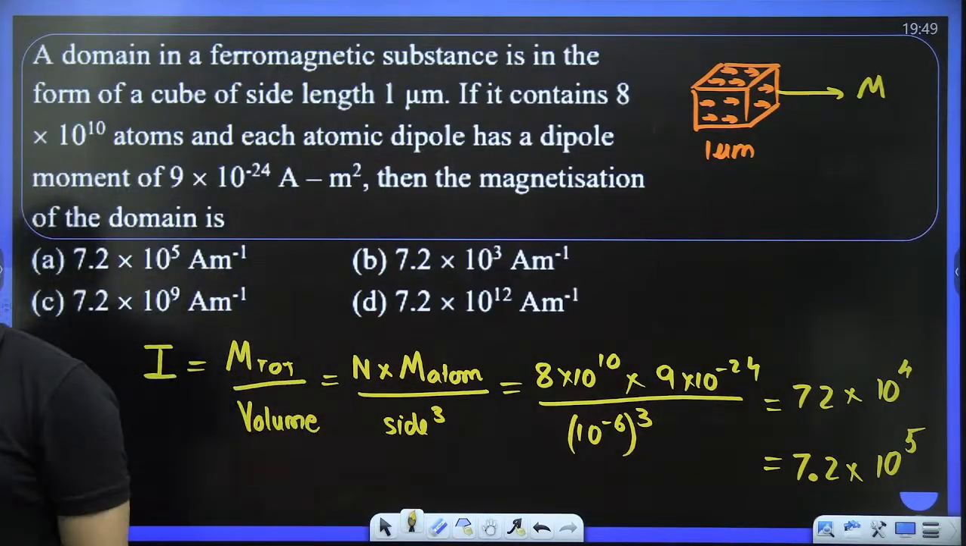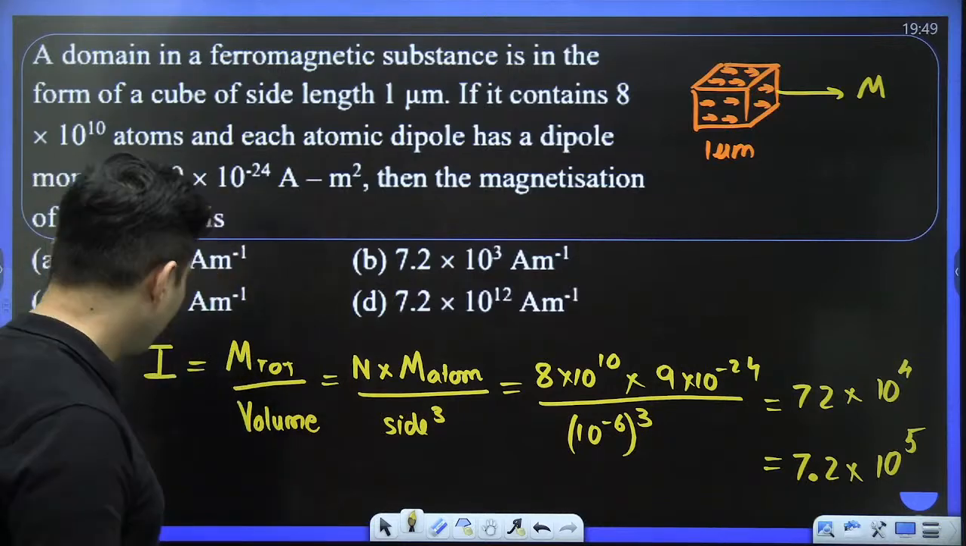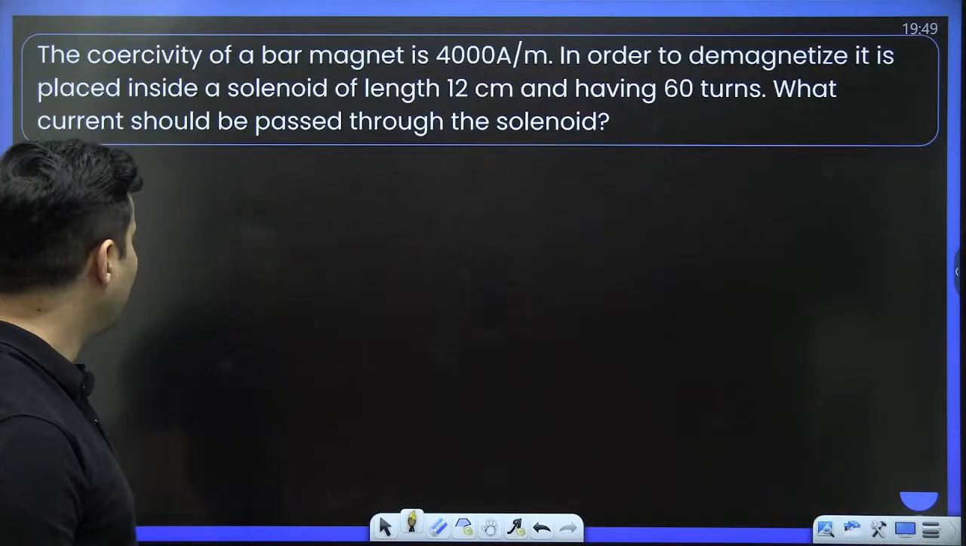Is that okay? That calculation part, Adiba, you do it. Cool? Perfect. Chalo. Let's go on to the next one.